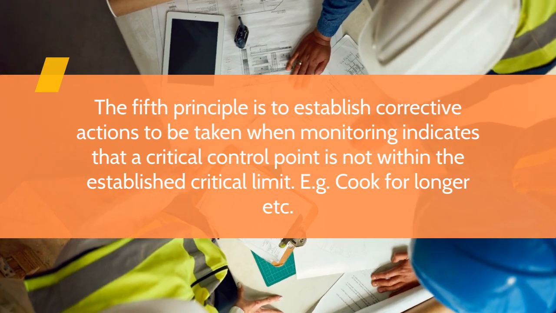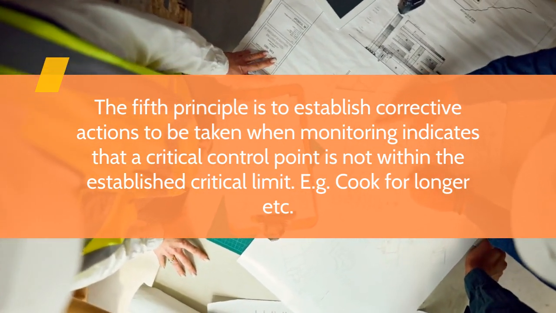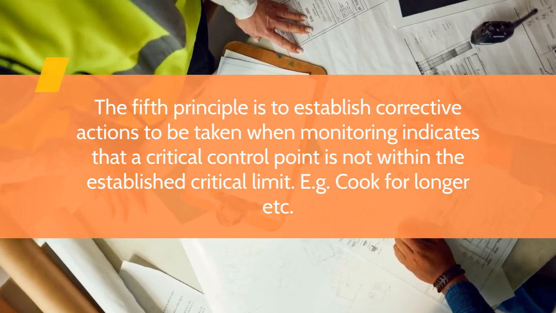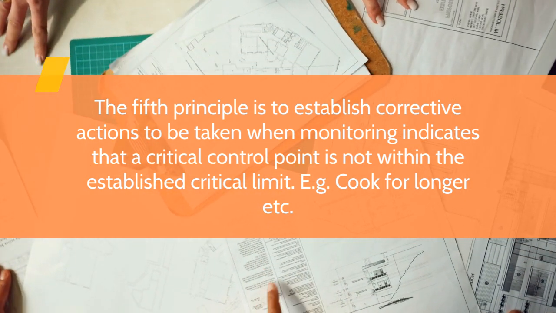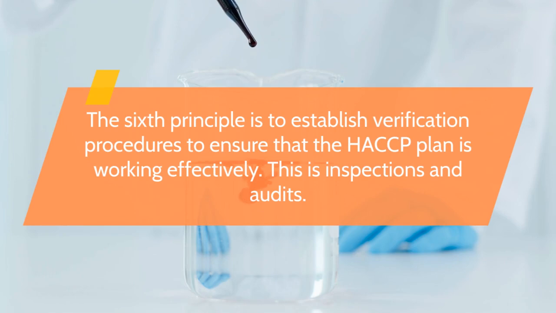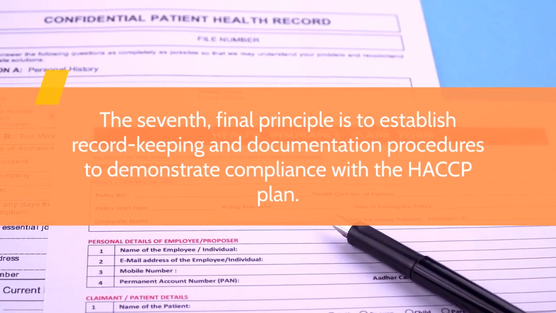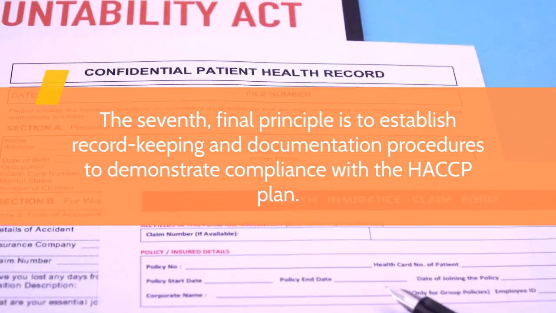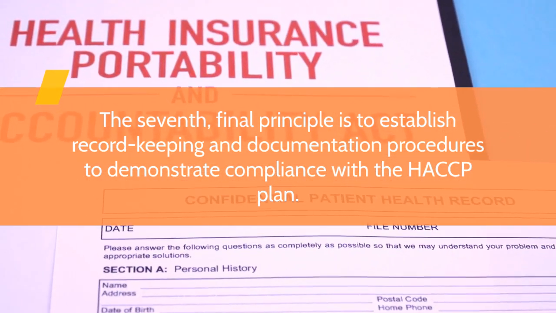The fifth principle is to establish corrective actions to be taken when monitoring indicates that a critical control point is not within the established critical limit, e.g. cook for longer, etc. The sixth principle is to establish verification procedures to ensure that the HACCP plan is working effectively. This is inspections and audits. The seventh, final principle is to establish record-keeping and documentation procedures to demonstrate compliance with the HACCP plan.